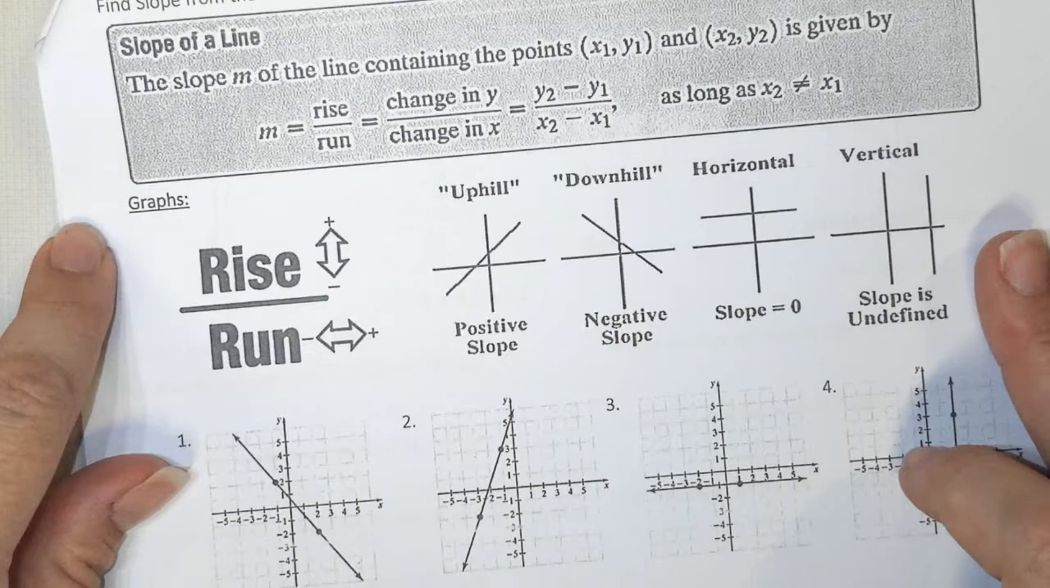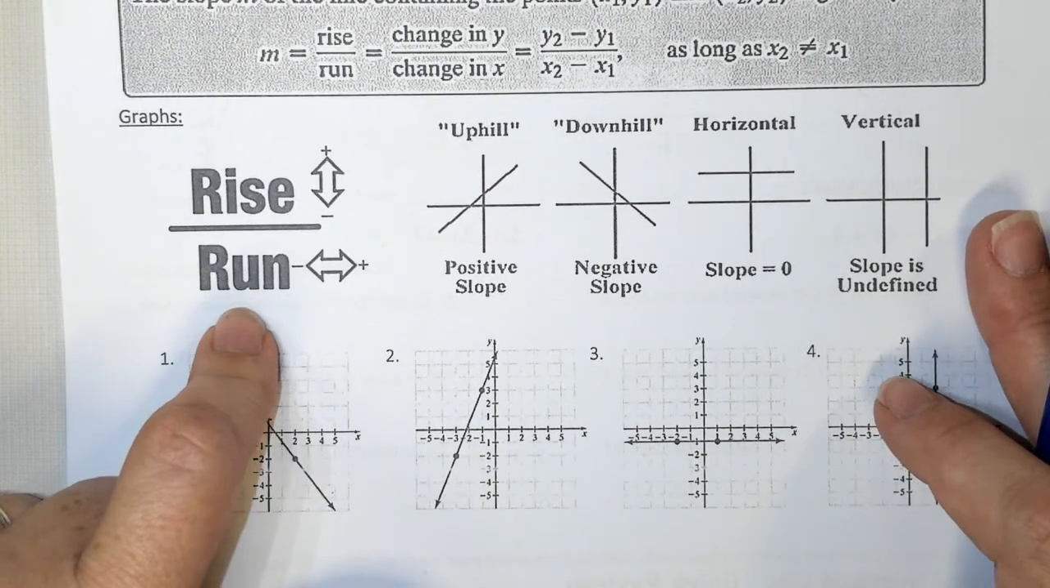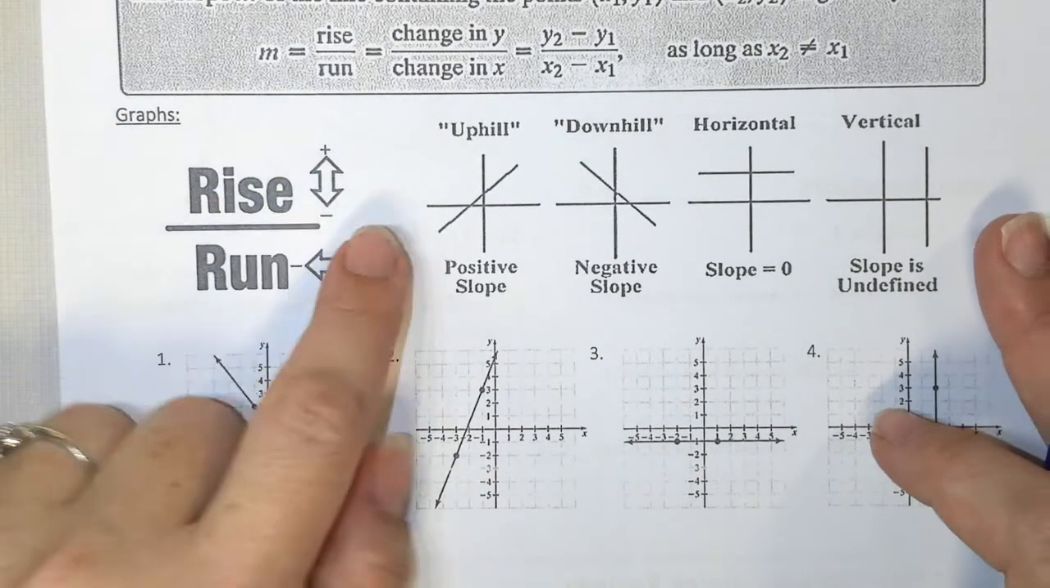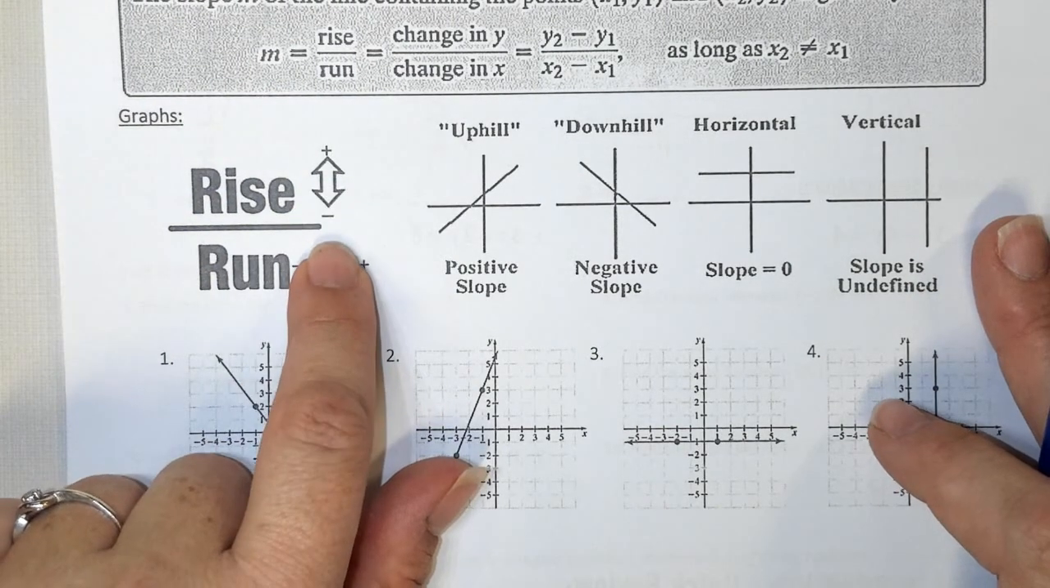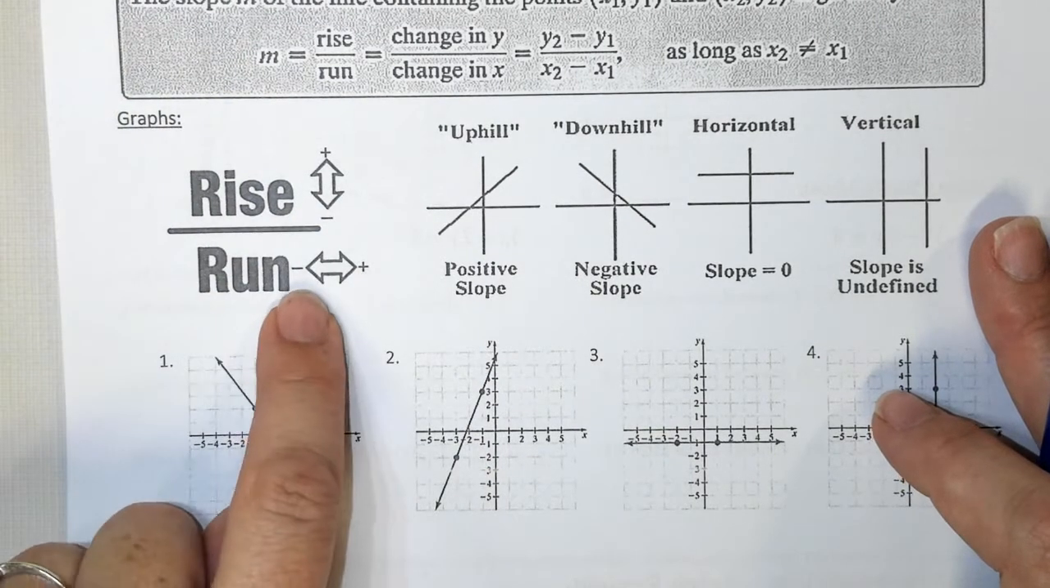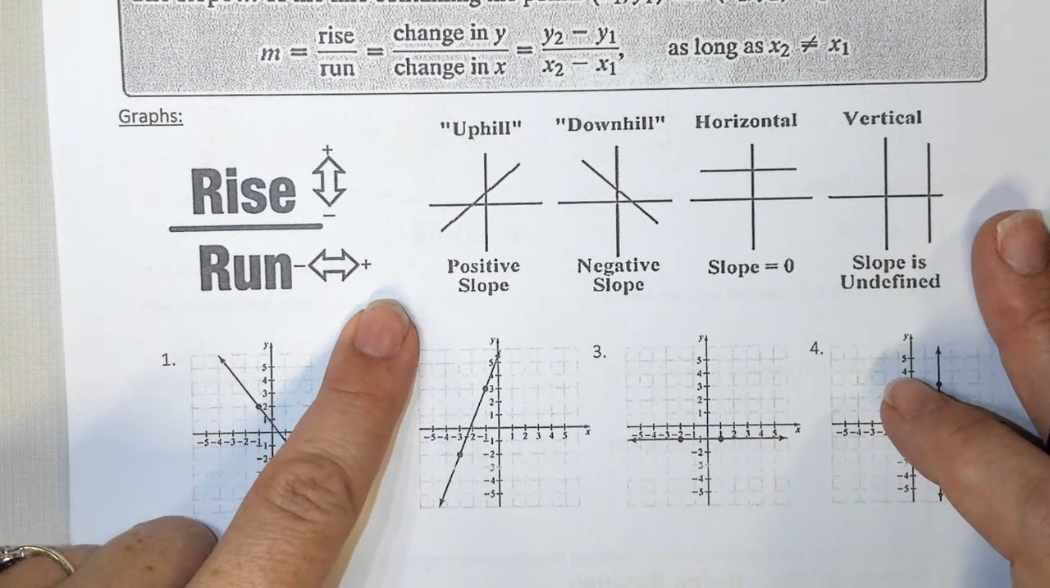So first we're going to talk about graphs, which we use rise over run for. Your rise is your up and down, yes? And if you go up, it's positive. If you go down, it's negative, correct? Okay, your run is your side to side. If you go left, it's negative, and if you go right, it's positive, yes?